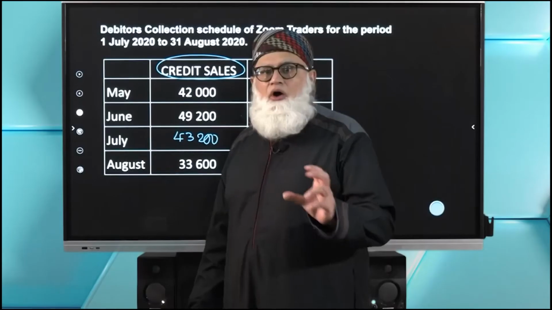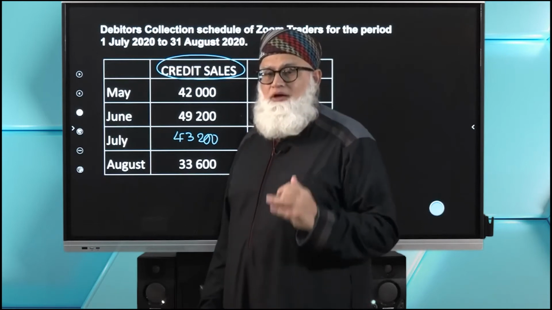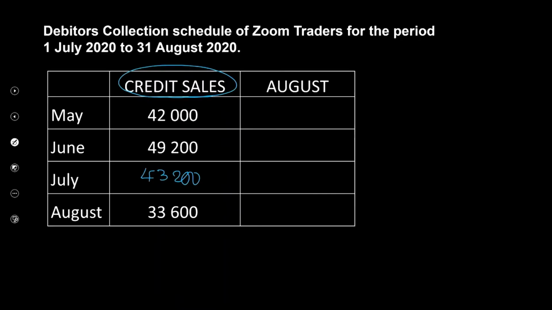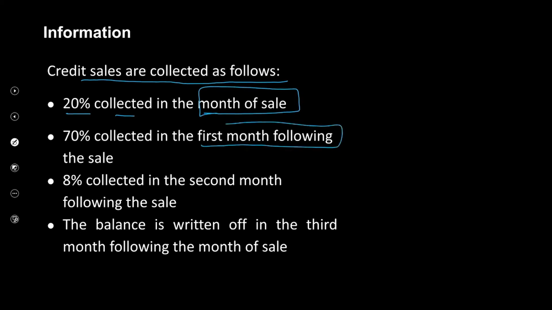Now what do I require? Now I'm told that I must complete the debtors collection schedule in terms of the arrangement with our debtors. What arrangement do we have with our debtors? There we go. As you can see in this slide here, we now have slotted in our credit sale of 43,200. Credit sales are collected as follows. 20% will be collected in the month of sale. 70% will be collected in the first month following the month of sale. 8% will be collected in the second month following the month of sale. Okay, the balance is written off in the third month following the month of sale.